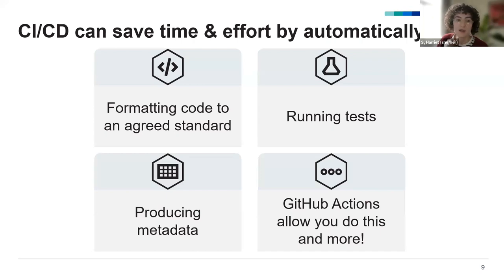Now, this talk is called An Introduction to GitHub Actions, not an introduction to CI/CD. So just to break this down a little bit, GitHub Actions are CI/CD, but they're essentially GitHub flavored. And what this means is that these automatic workflows that you can set up to format, to produce metadata, et cetera, can be triggered by something that happens on GitHub.